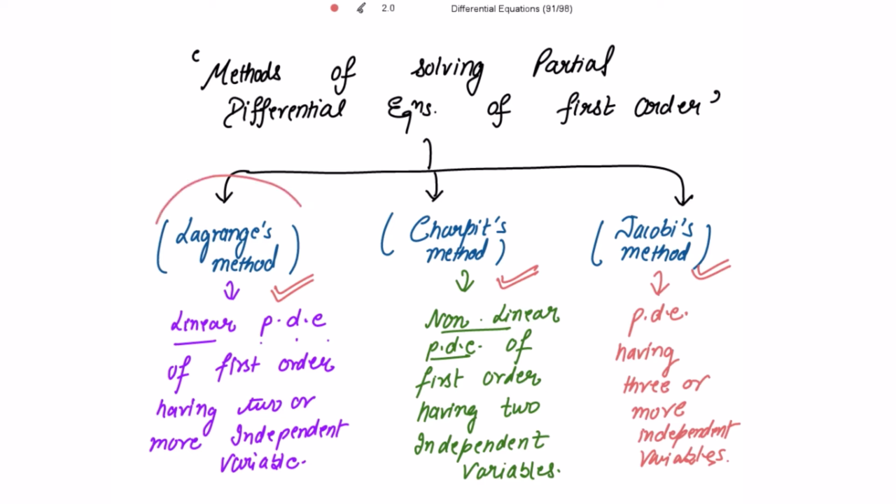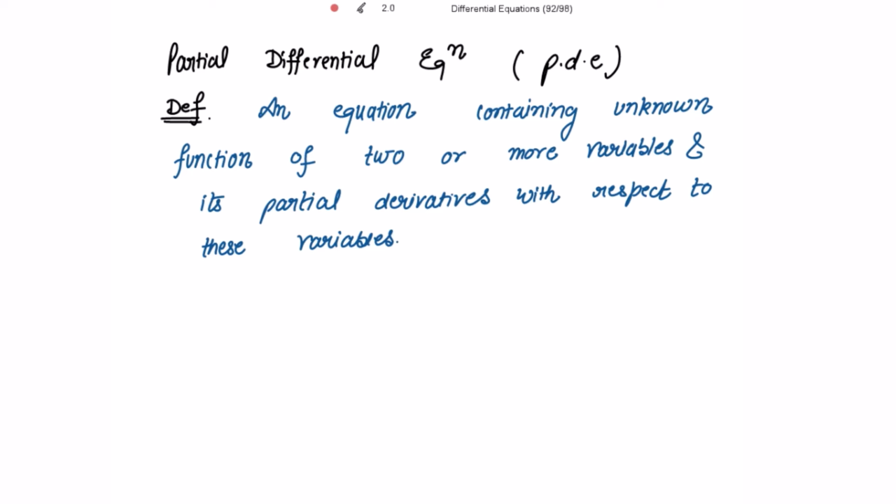So let's focus on the first one, that is the Lagrange's method. But before that, it is important to recall what are the partial differential equations and about the order and degree of the partial differential equations. So the definition for the partial differential equations: an equation containing unknown function of two or more variables and its partial derivatives with respect to these variables is the partial differential equation.